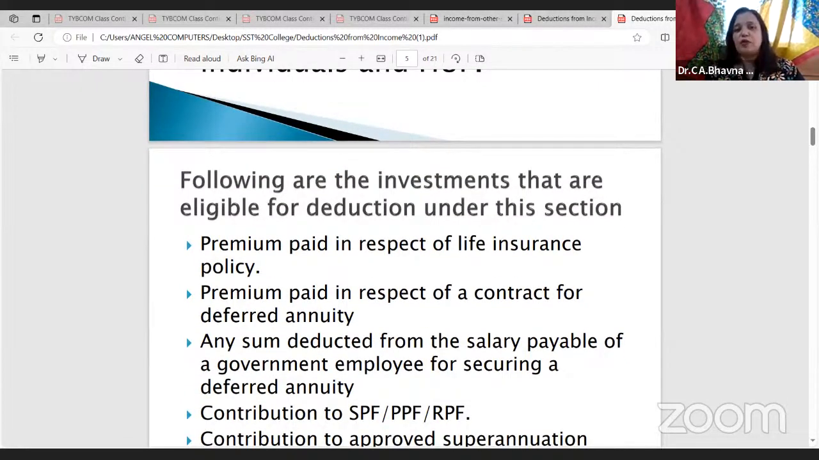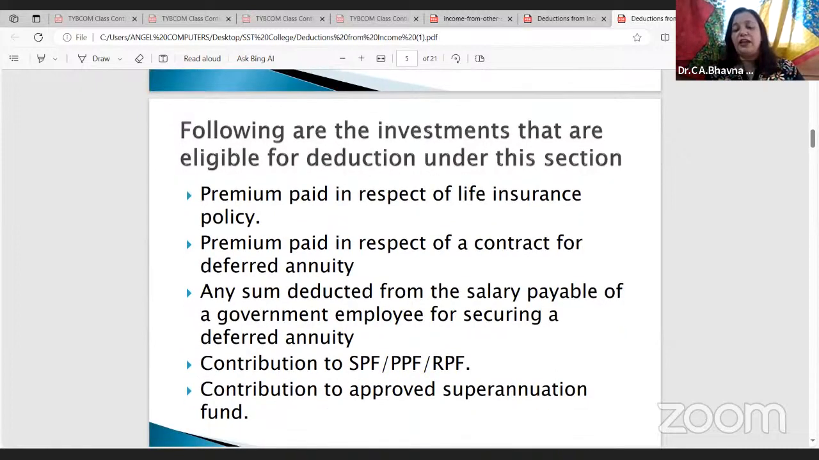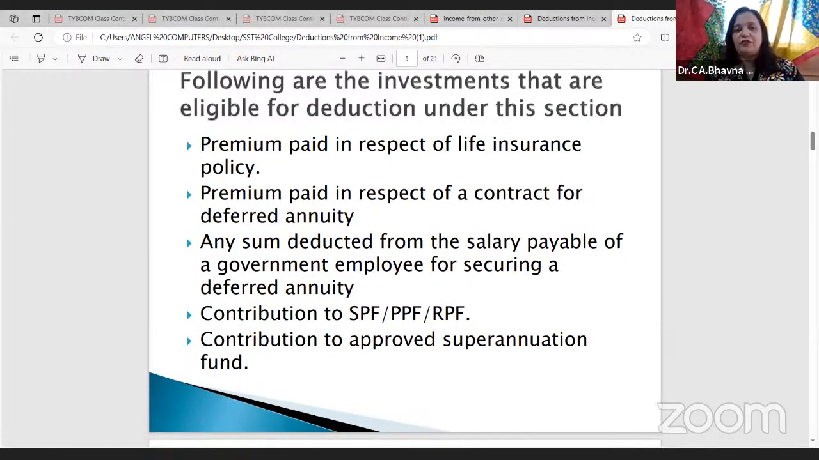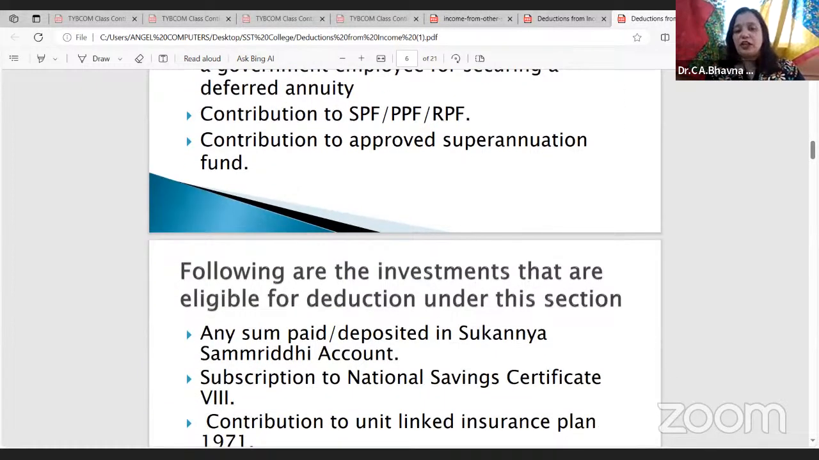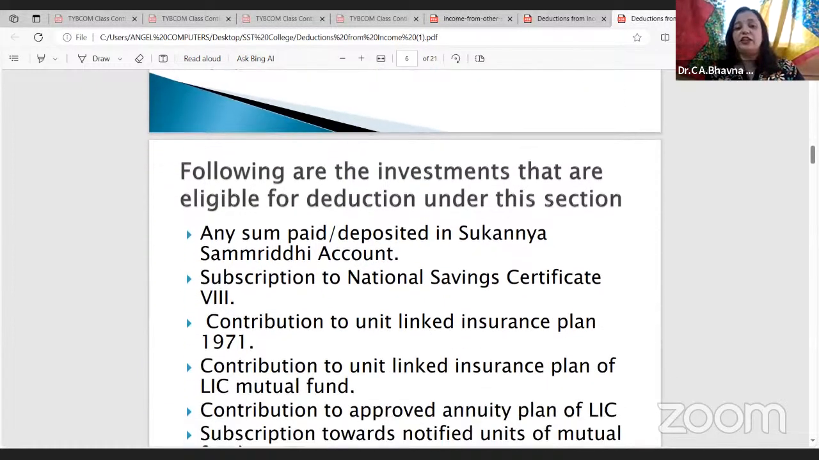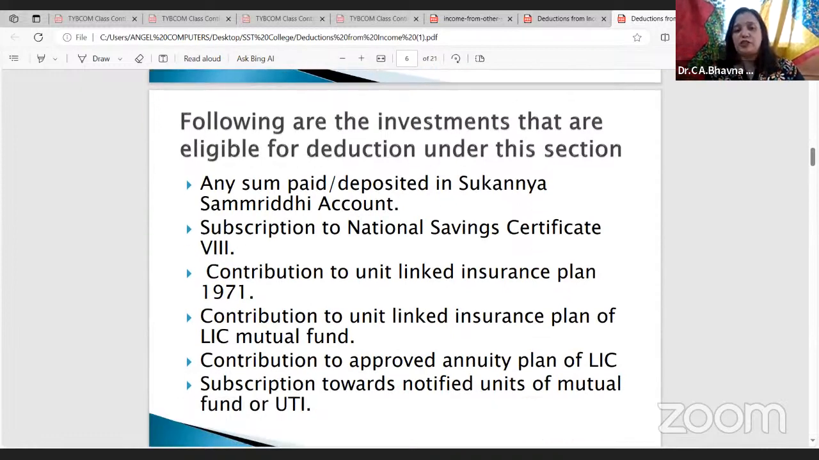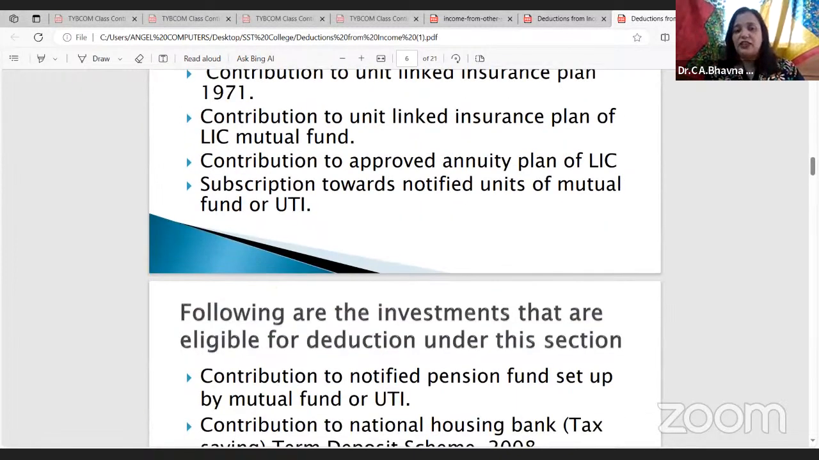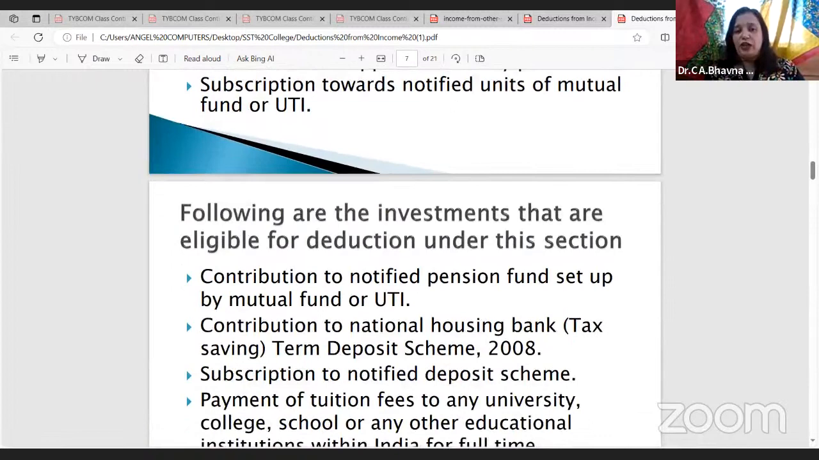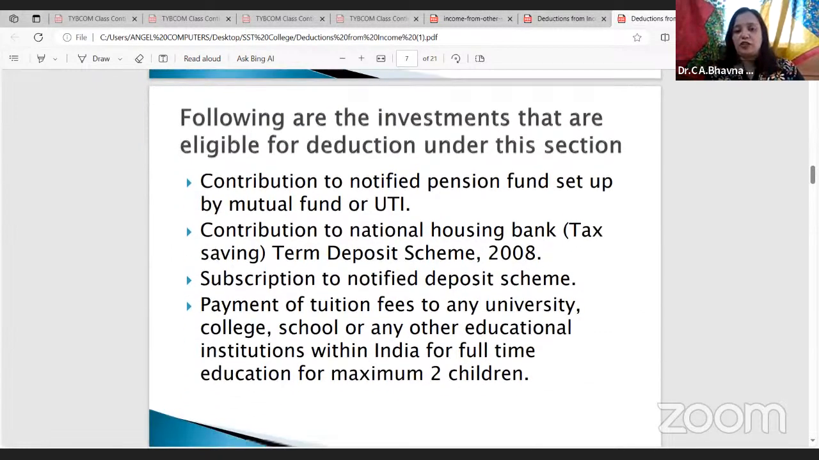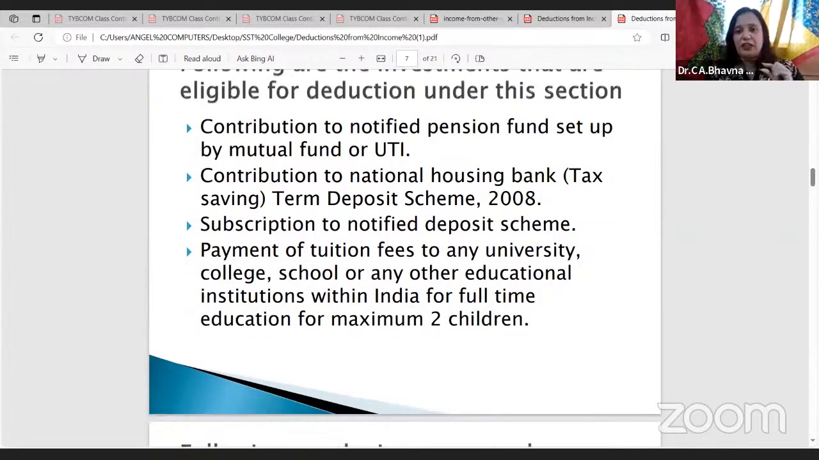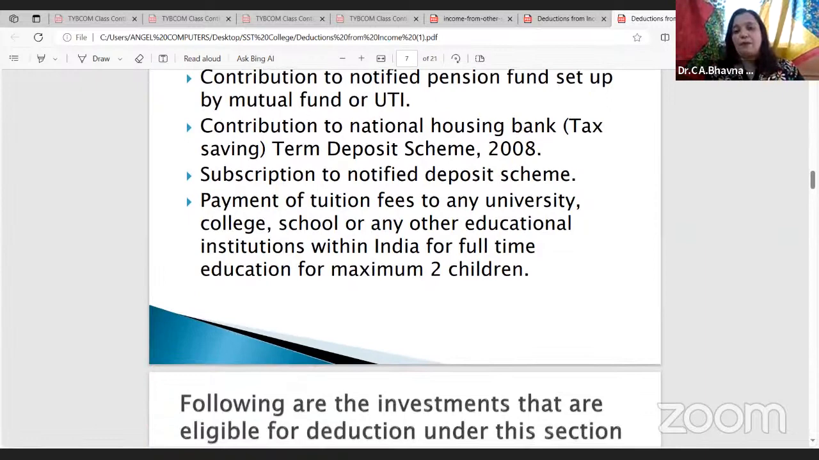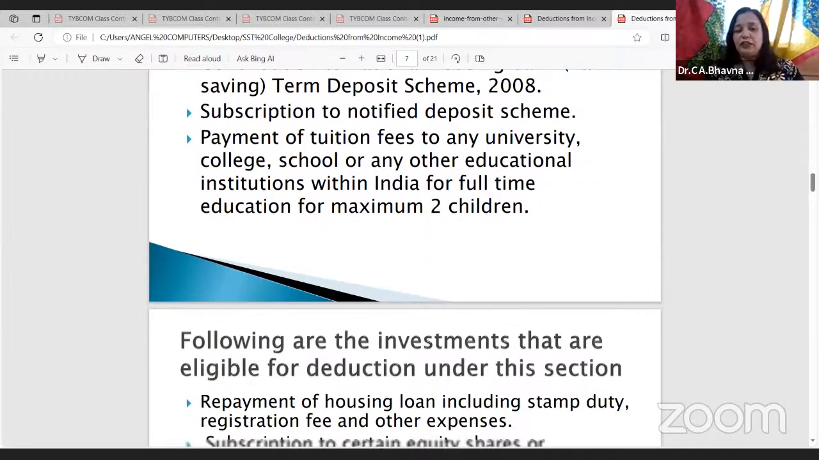आपने कोई life insurance policy ली है, annuity plan लिया है, आपने स्टैट्यूटरी प्रोविडेंट फंड में इन्वेस्टमेंट किया, पब्लिक प्रोविडेंट फंड में इन्वेस्टमेंट किया, सुकन्या समृद्धि अकाउंट, नेशनल सेविंग सर्टिफिकेट, any unit linked insurance plan, any plan of LIC, any notified plan of UTI, any contribution to National Housing Bank, any subscription, any tuition fee. आप अपने बच्चों की ट्यूशन फी पे कर रहे हो, that is allowed.